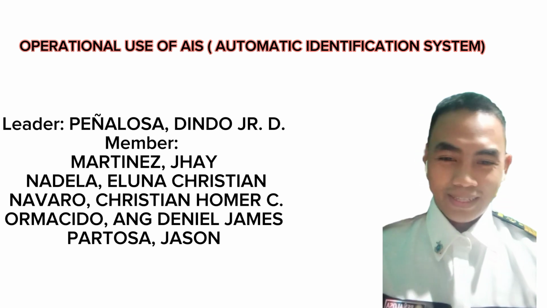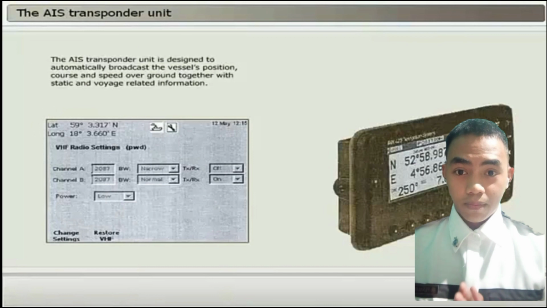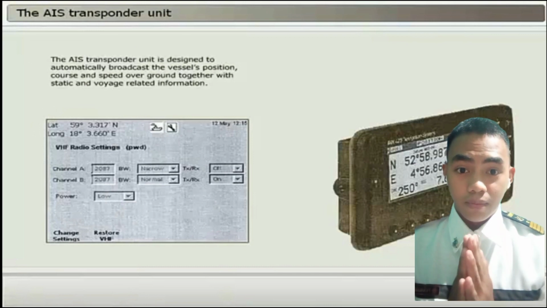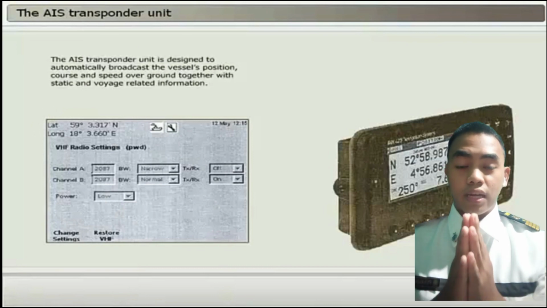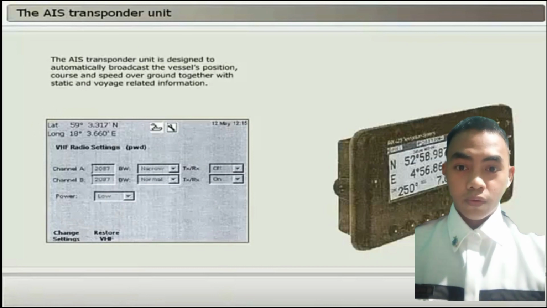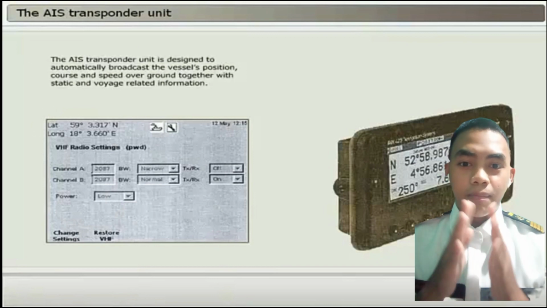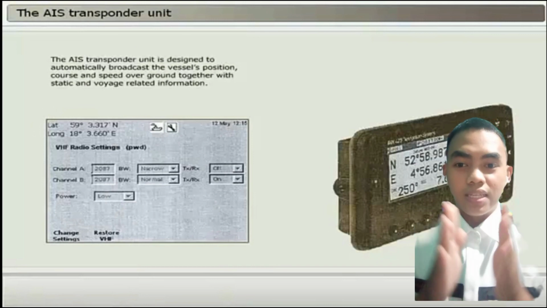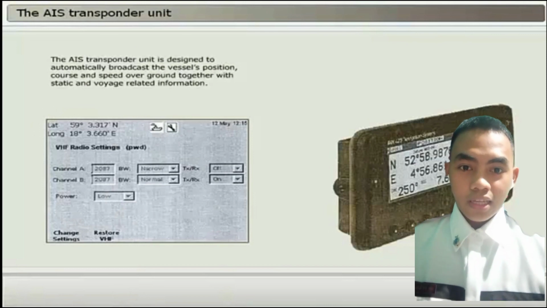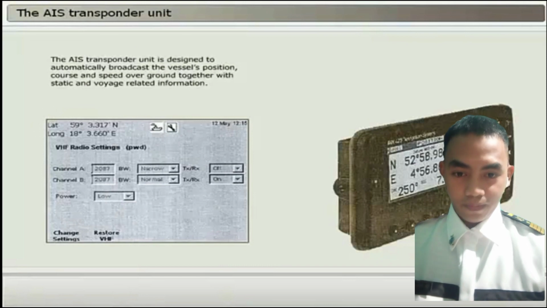So let's go. First, we have to identify what AIS, or Automatic Identification System, is. The Automatic Identification System is about pinpointing the location of other vessels and your own position. The AIS transponder unit is designed to automatically broadcast the vessel's position, course, and speed over ground, together with static and voyage related information. So that's the AIS.